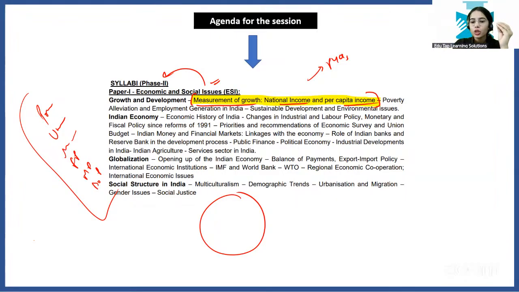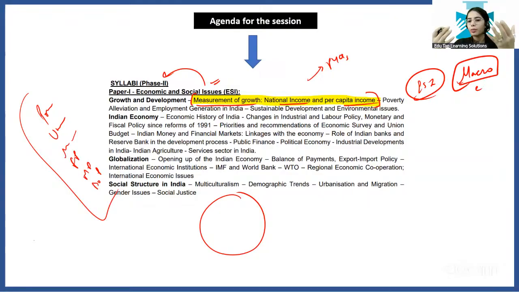So all these topics that are in your economics and social issues are from your macroeconomics. Macro means large. We are talking about the larger segment. We are not talking about Kritika. We are not talking about Avantika. We are not talking about Pragya in this syllabus. We are talking about poverty, unemployment, monetary policy, fiscal policy from the sense of the whole of the economy. So all these topics are from your macroeconomics.